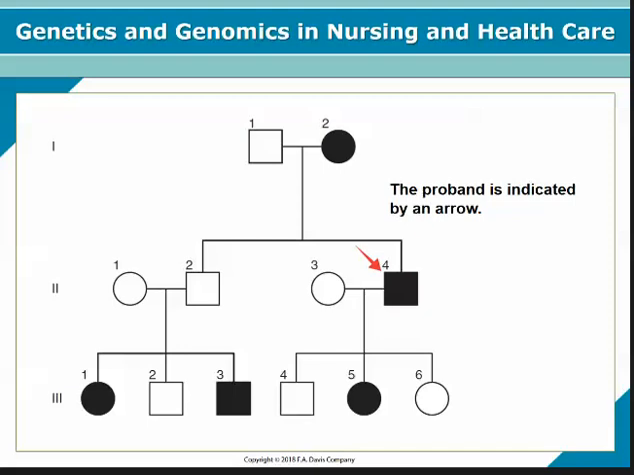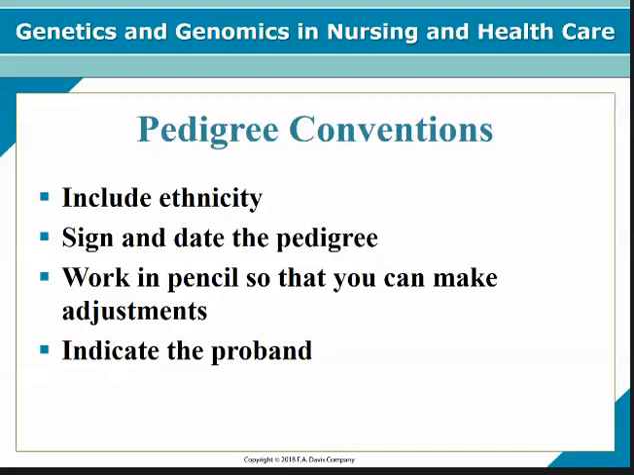The proband is the particular subject or person that's being studied, so this would be the patient or the client that's working with you, and that's indicated with the red arrow. Because different ethnicities have different genetic risks, we want to be sure to include that in your pedigree. You want to sign and date your pedigree and work in pencil so that you can make changes as needed, and always indicate the proband or the subject.